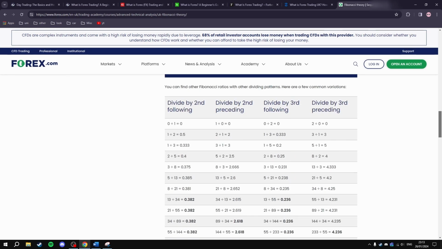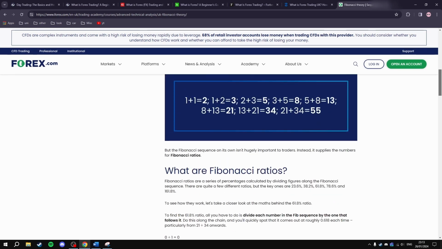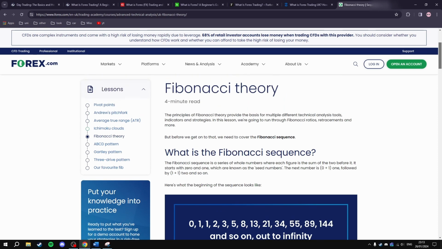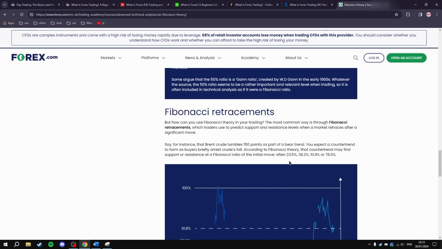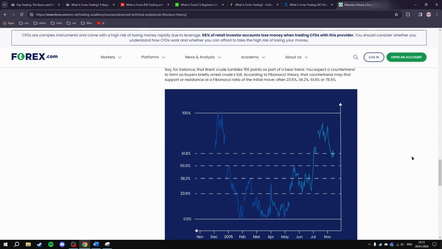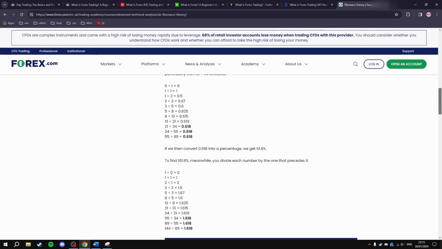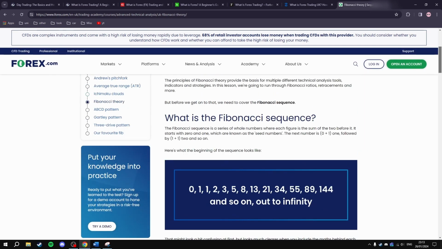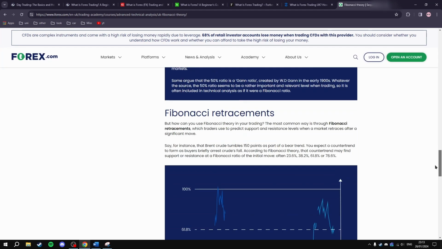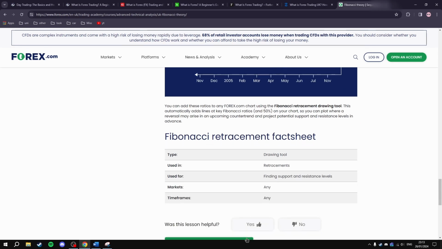This is all good and that, but it's just a bit random, isn't it? Having just these 23.6%, 38.2%, after just dividing by some numbers basically. Yeah, okay.